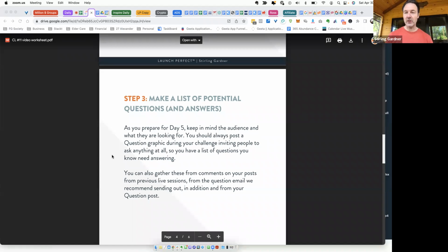And then of course, you can always send an email to the people that registered saying, what questions do you have about the challenge or the offer? Put them into a big fat document so you have a place to roll from when you start day 5. And then you can open the floor up to people asking, live during day 5.